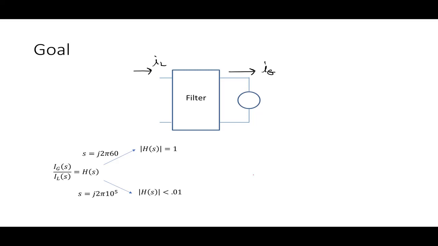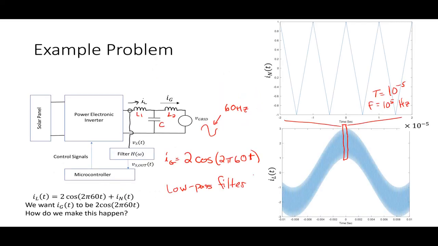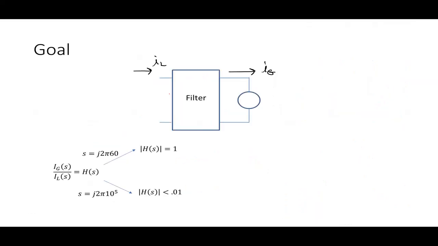When a designer does this, just to be clear, the transfer function I'm after is this: I know what I_L is, so I_G over I_L is my H of s in this case. I know what I_L is, and I'm interested in I_G. So let's think of this as a box. I have I_L as my input and I_G as my output. So I_G over I_L is my transfer function.